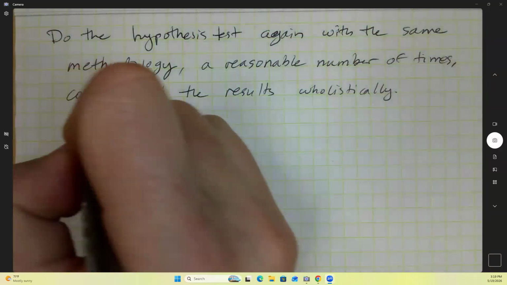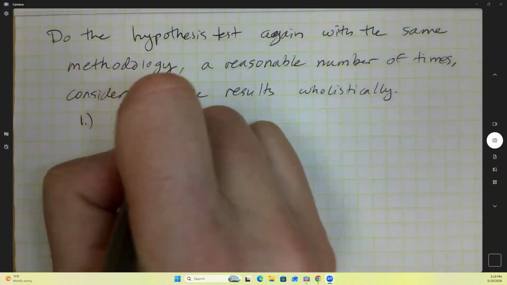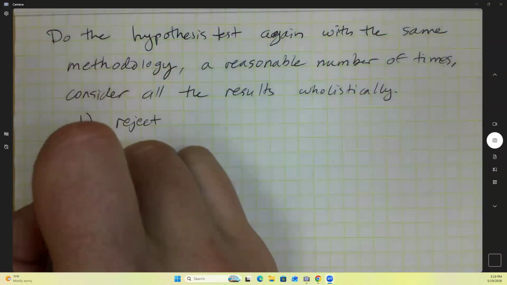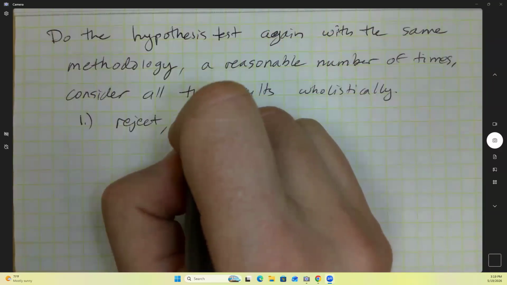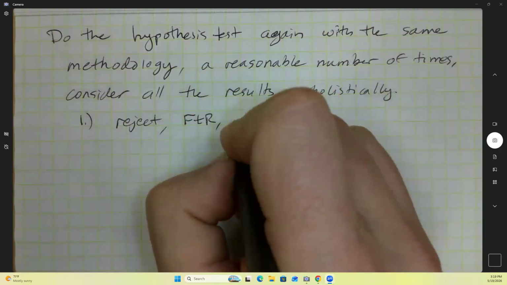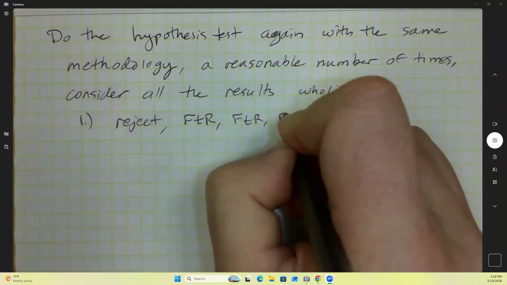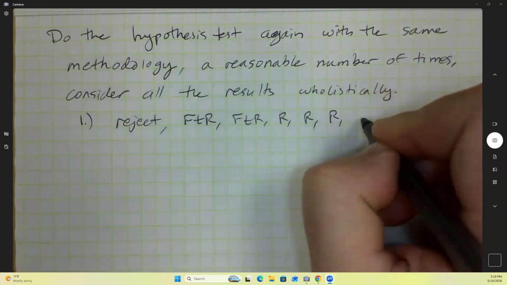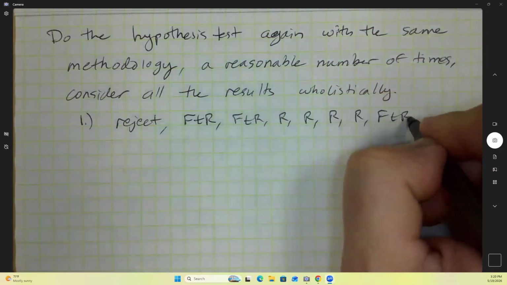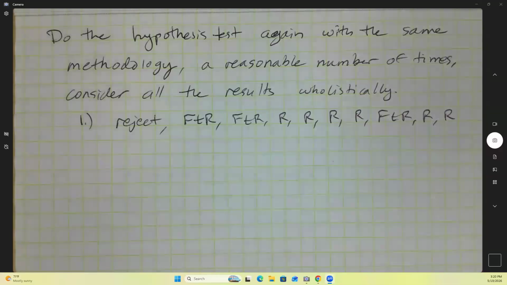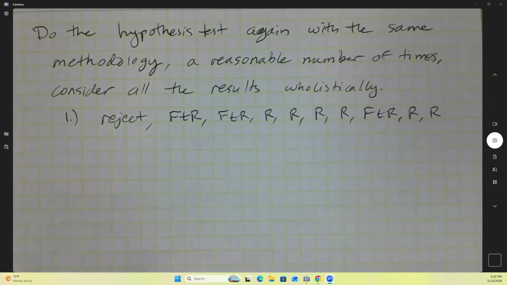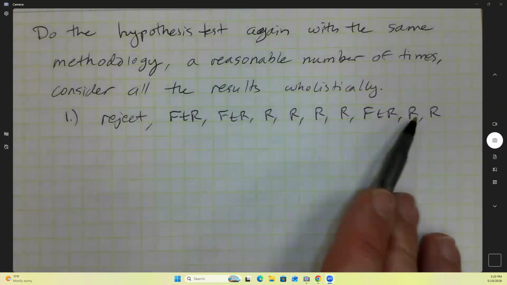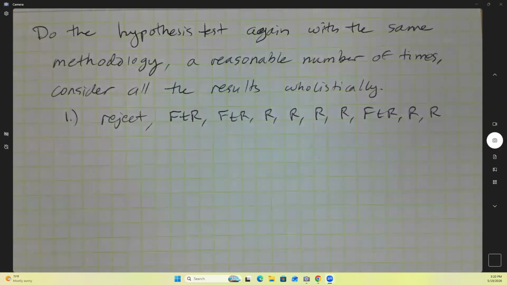So in our first one, we rejected. Suppose in our second one, we failed to reject. I'm going to do FTR. And then we failed to reject, and then we reject, and then we reject, and then we reject, and then we reject, and then we failed to reject, and then we reject, and we reject. 1, 2, 3, 4, 5, 6, 7, 8, 9, 10. So we did it 10 times, and 7 out of 10 we rejected.